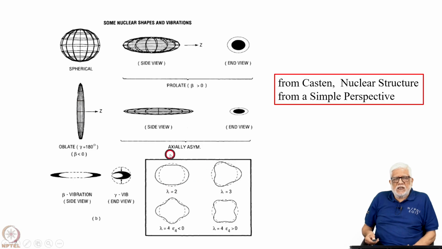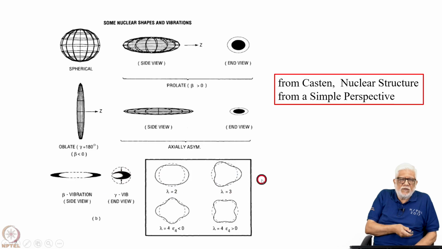So, these are the kind of deformations you have for lambda equal to 2, lambda equal to 3. This is the quadrupole deformation, this is the octupole deformation, this is the hexadecapole, and so on. And you can of course have a spherical nucleus, but you can have vibrations of the lambda equal to 2 type or lambda equal to 3 type. Alternately, if you consider quadrupole deformation, then you can have beta vibrations, you can have gamma vibrations as well.